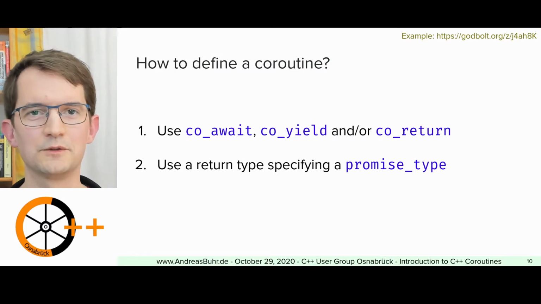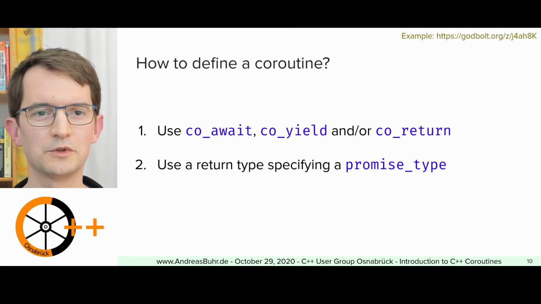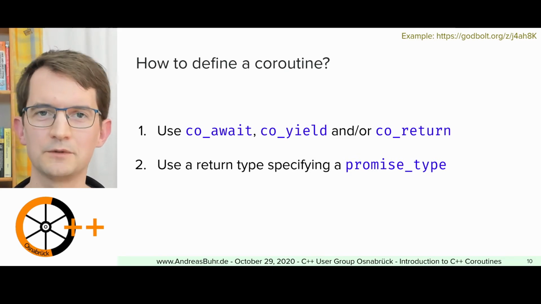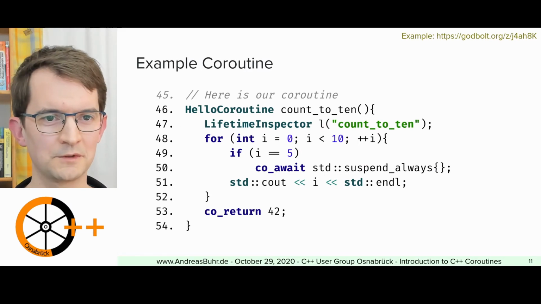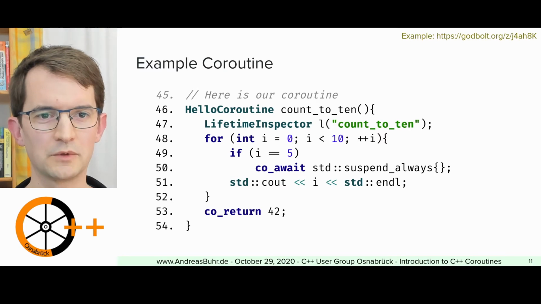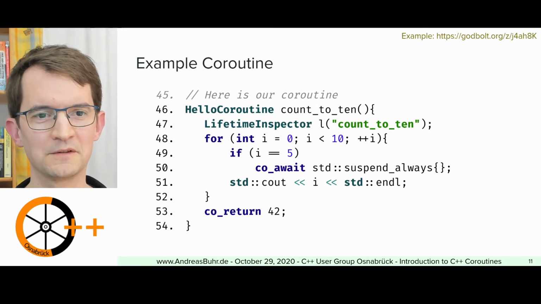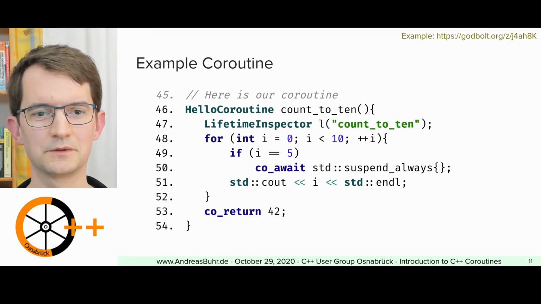So that's how you define a coroutine. Use co_await or co_yield or co_return or multiple of them, and have a return type which specifies a promise type. You see that here in our example. So hello coroutine is that special return type. co_await in line 50 will suspend the coroutine. co_return 42 at the end will return.